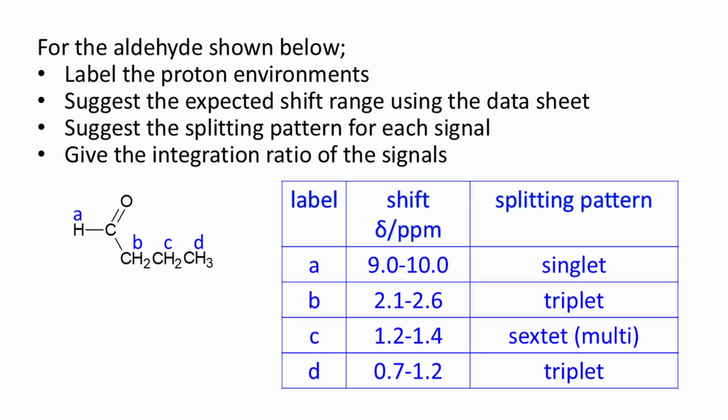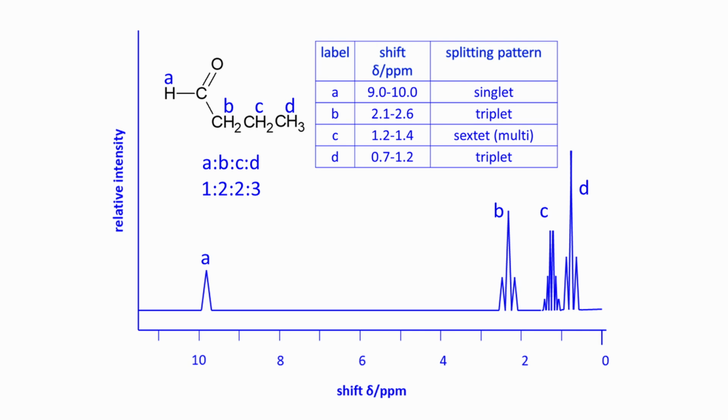Next, let's take a look at the proton NMR spectrum for butanal. There are 4 different proton environments in this molecule labelled A, B, C and D. You would expect A to show a singlet between 9 and 10 delta ppm. Environment B has 2 adjacent protons. You would expect this to give a triplet between 2.1 and 2.6 delta ppm.